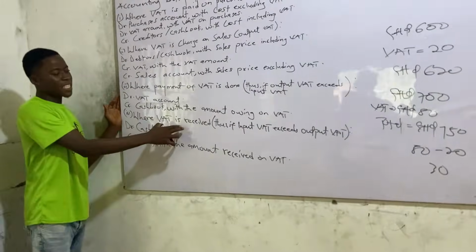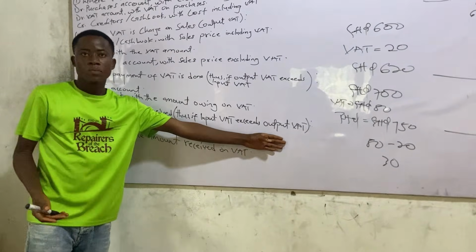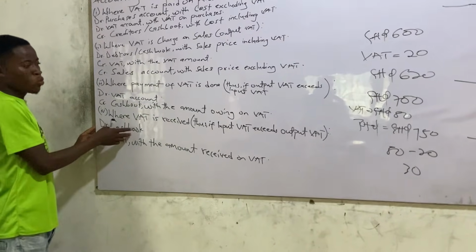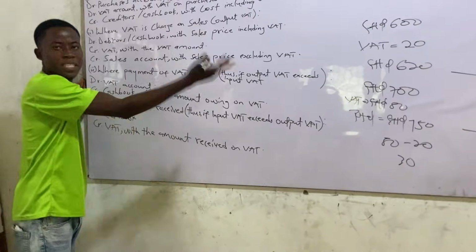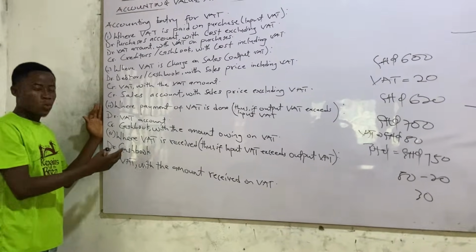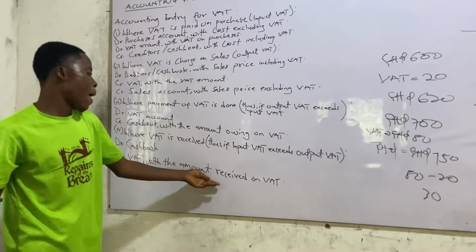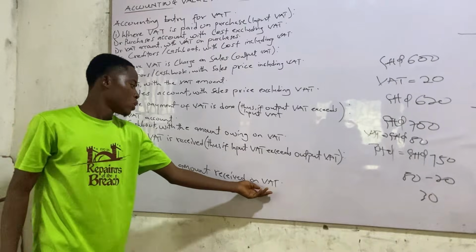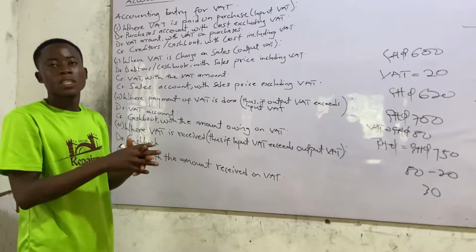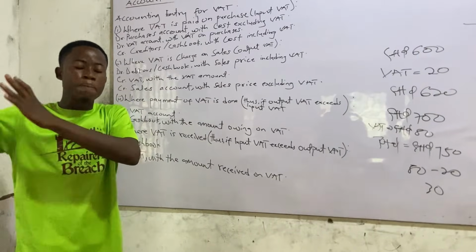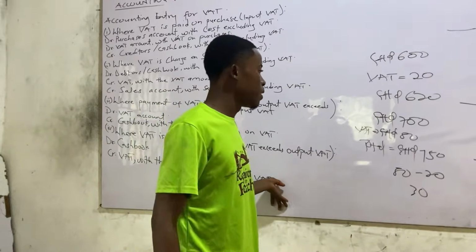Also, where VAT is received, that's if input VAT exceeds output VAT, we debit our cash book. So we go into our cash book and debit it with the amount, and as well we credit our VAT account with the amount received on VAT. So when we credit, that means we'll be able to pay that amount to the Ghana Revenue Authority. So that's what we mean here.